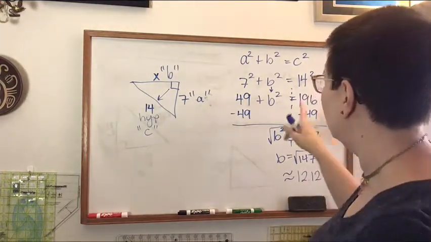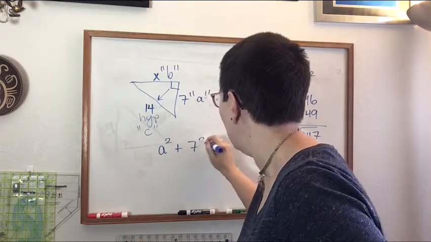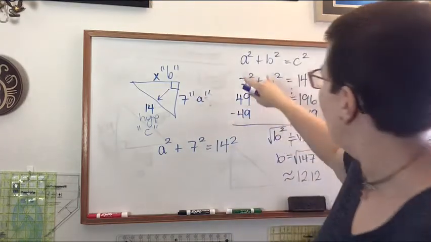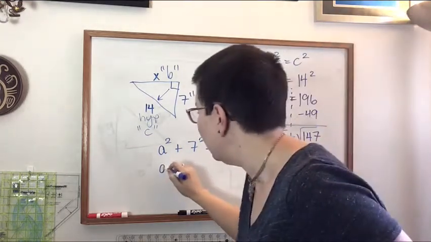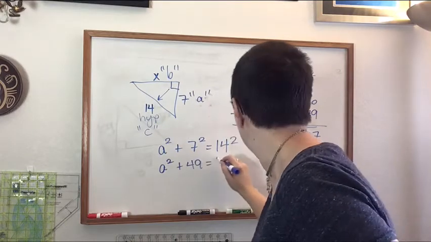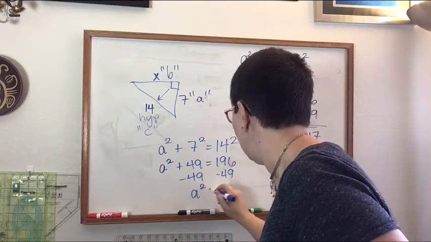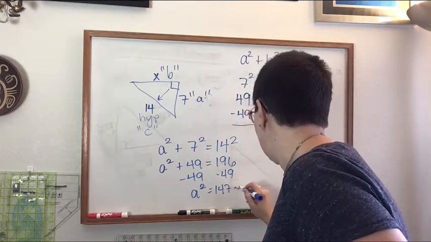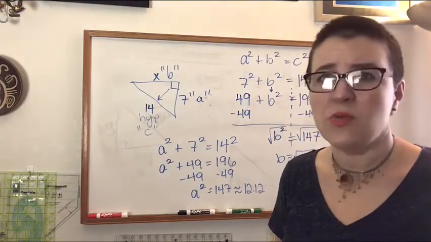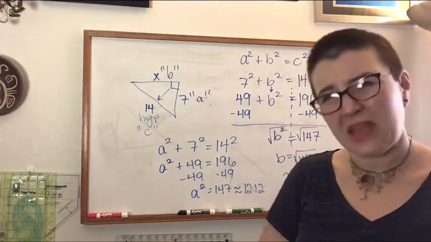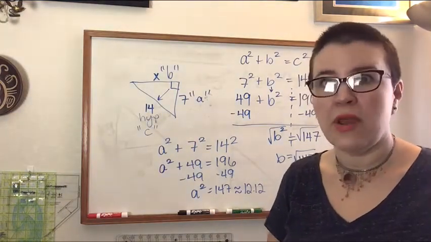I said I was going to try this one in the other order, so say now I have a squared plus 7 squared equals 14 squared. So notice now what I've done is I've flipped the unknown and the 7. I still get, though, the same answer. All right, so that's why I was saying when you identify which leg is A and which leg is B, it doesn't make a difference. The only thing you have to make sure you always put in the right spot and label correctly is the hypotenuse.